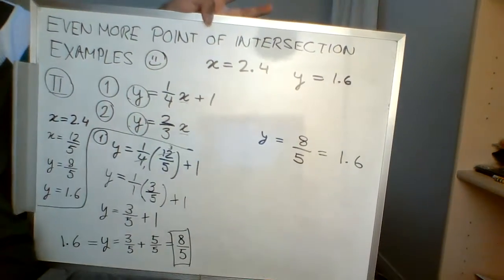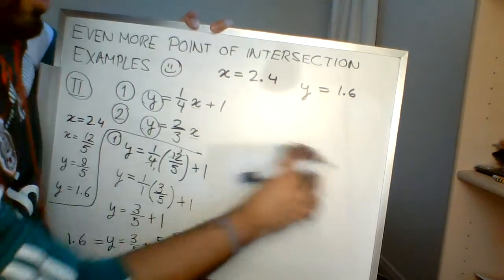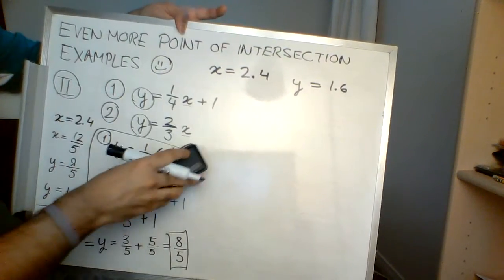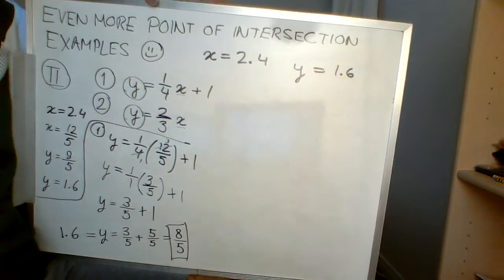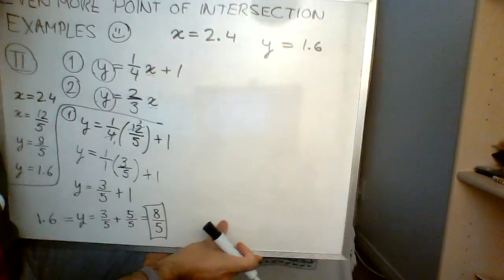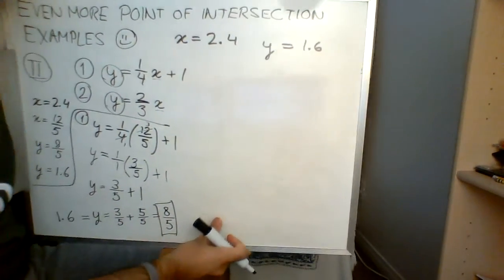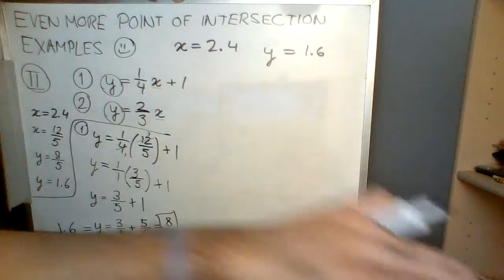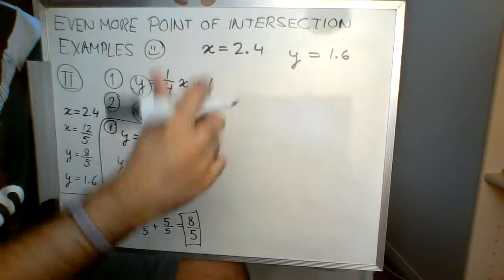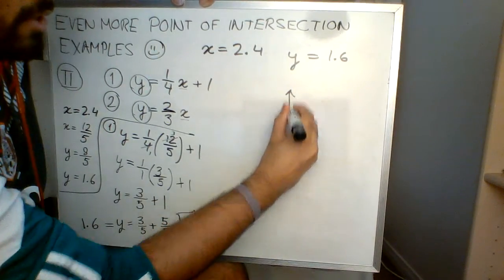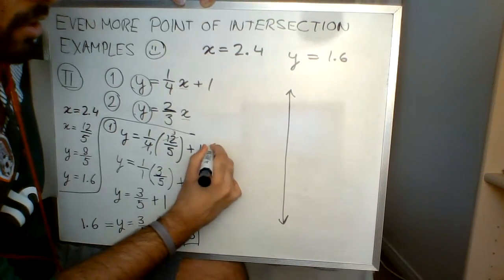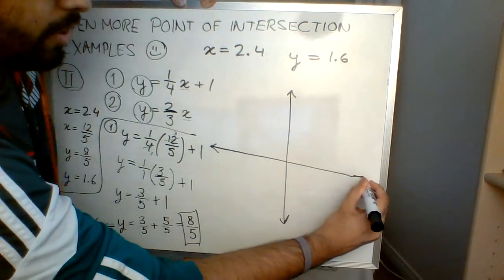So when we draw our graph, we can estimate whether the point of intersection seems to be pretty close to the values that we got, or if they're way off. So let's give that a go. If you don't feel like graphing this, that's fine. I'm going to go through this kind of quickly because I want to do one more example.